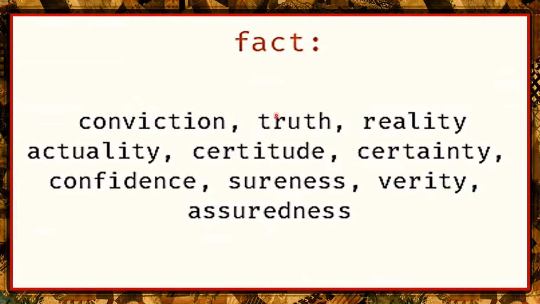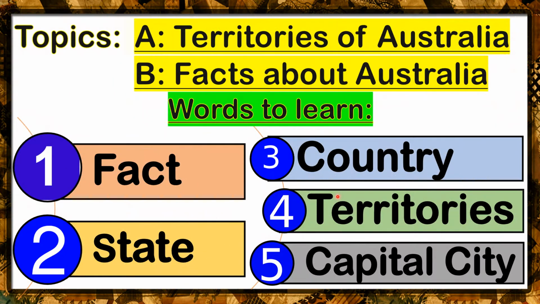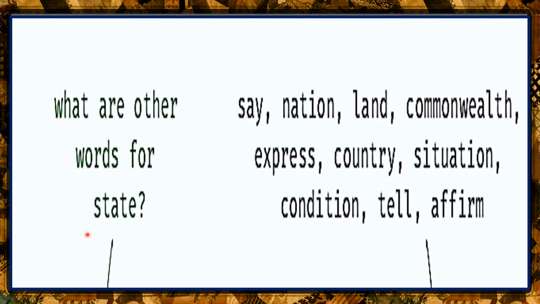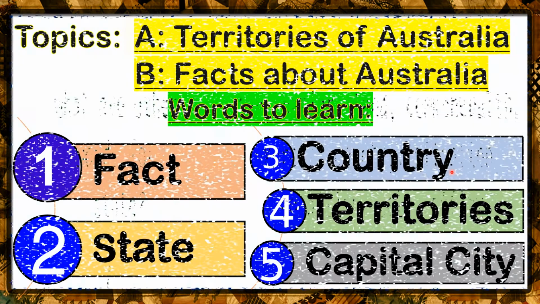Fact. It means conviction, truth, reality, actuality, certitude, certainty, confidence, sureness, verity, and assuredness. It means the information is 100% true and real. The next word is state. What are other words for state? Say, nation, land, commonwealth, express, country, situation, condition, tell, affirm. So class, Australia doesn't have any country, but it has 7 territories and different states.